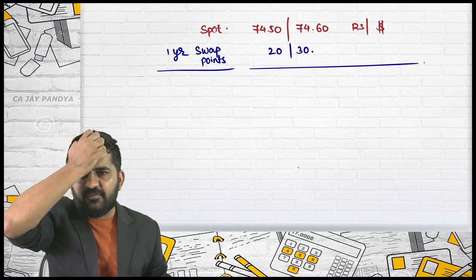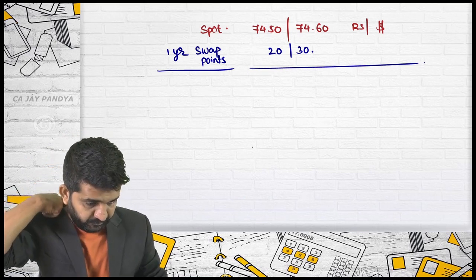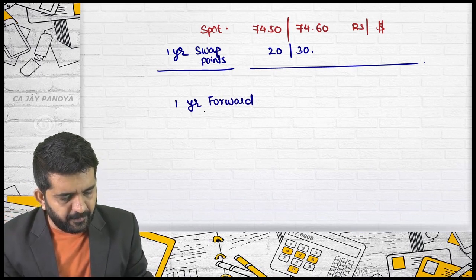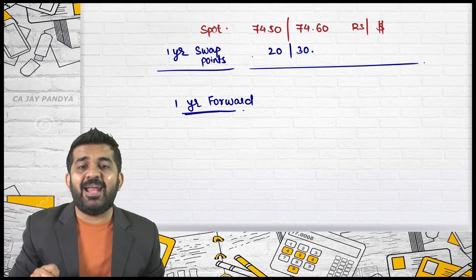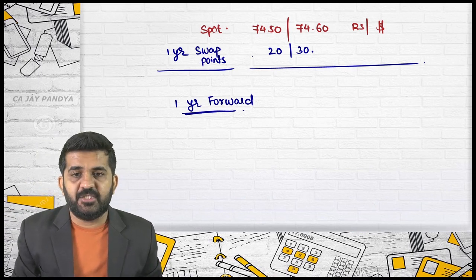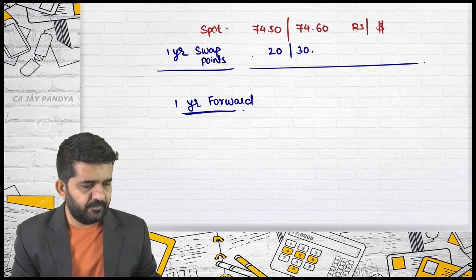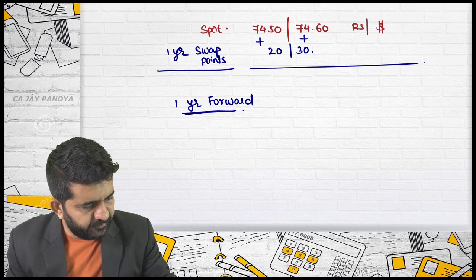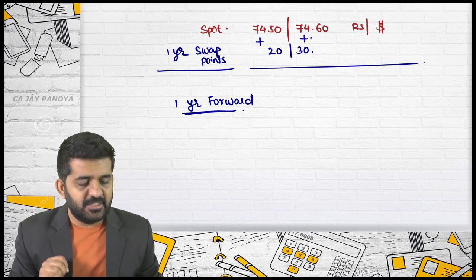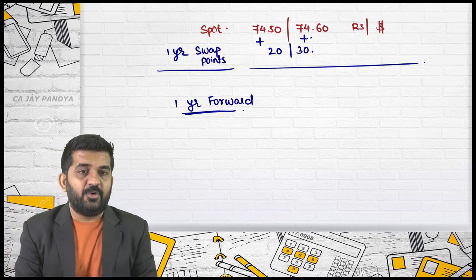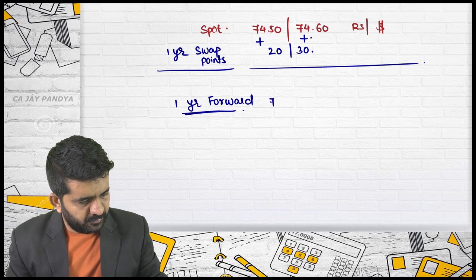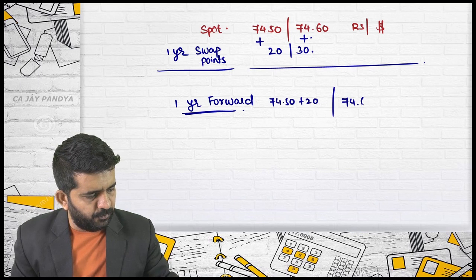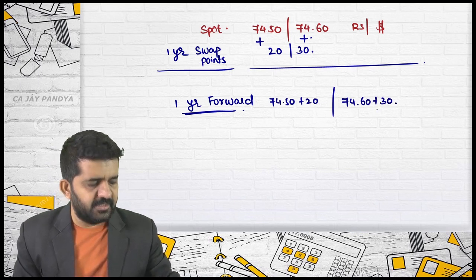Sorry. One of the students will help me, Deepak. I want to find out the 1 year forward rate. You need to tell me whether I'll add or deduct these swap points. Sir, add. Add or deduct? Add. All of you agree? Yes. How to add it? Can you tell me? Sir, 74.50 plus 20, and 74.60 plus 30.